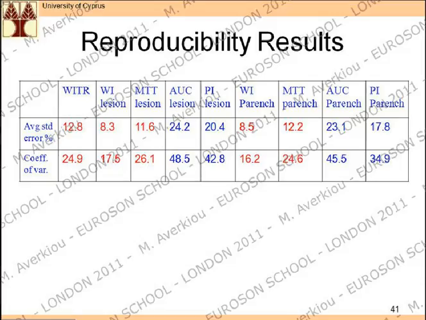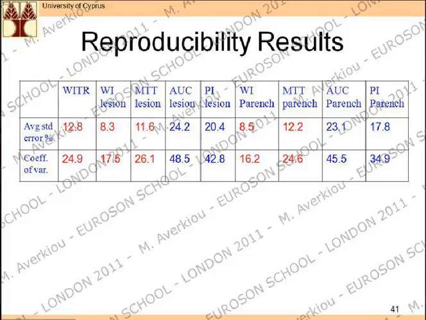So here is our reproducibility result. From these curves, we try to evaluate all parameters: the WITR, washing time of the lesion, mean transit time, area under the curve, and peak intensity, for the lesion and for the parenchyma. In red, I have the time parameters. In blue, I have the amplitude parameters. This line here is the average standard error, which is the average of the standard deviation by the mean divided by the square root of n. And this is the coefficient of variation, which doesn't divide by the square root of n, similar to what Peter was showing in his presentation.